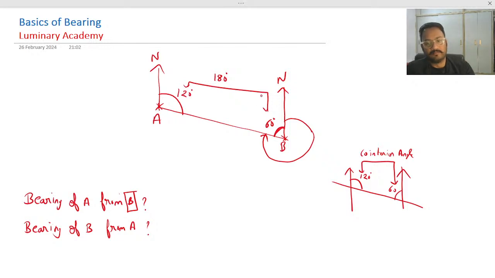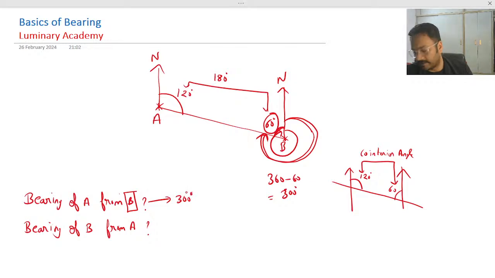Clear? Now to measure the bearing of A from B, you come to point B and measure this whole angle. Instead of measuring the whole angle, you can take out the co-interior angle to get 60, and you know that the angle at a point is 360 degrees. So 360 minus 60 is 300 degrees. So the answer is 300 degrees. Is that clear to all?